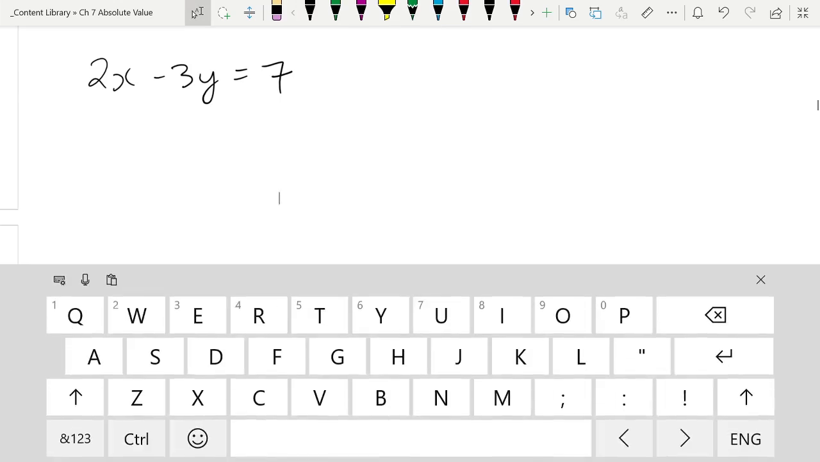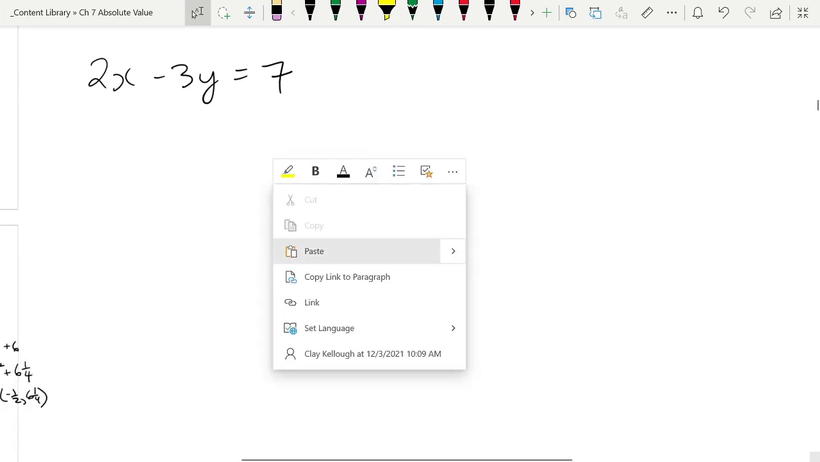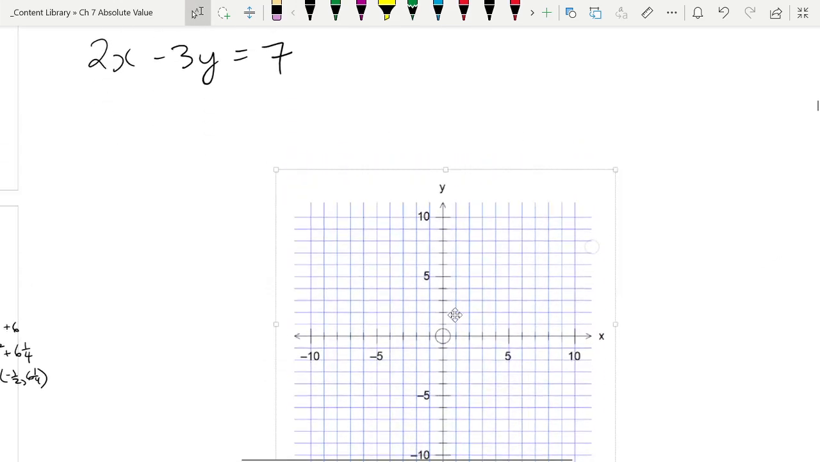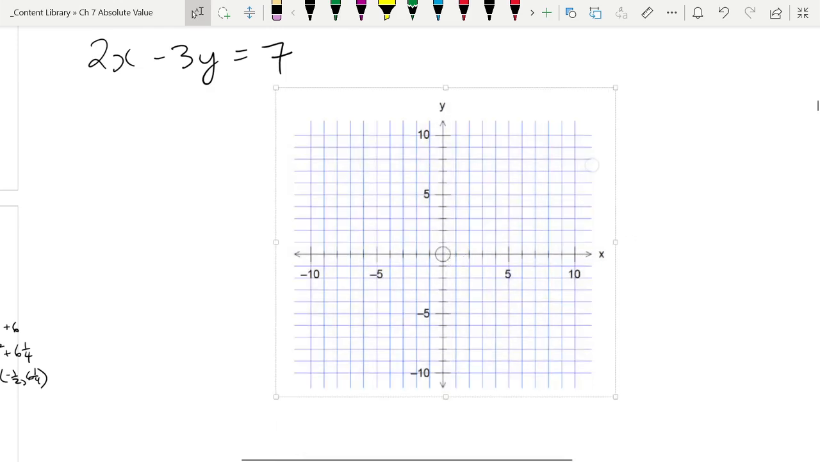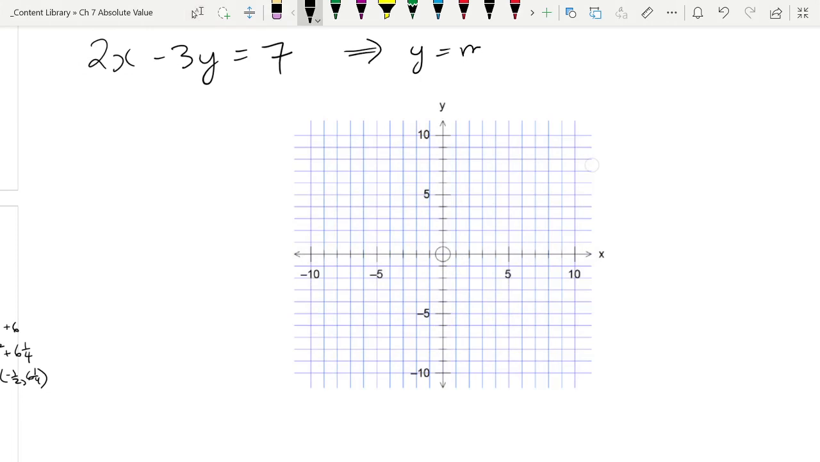Let's put a grid back again. There we go. What would I do for this one? I think for this one, I would change this to y equals mx plus b using my algebra skills. So negative 3y is equal to negative 2x plus 7. And then divide both sides of the equation by negative 3. Notice the negatives cancel on the x term.